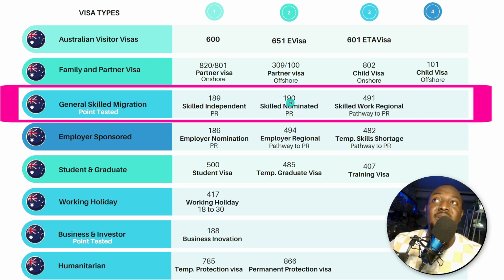Okay, so that's what the visa subclass 190 means. So the visa subclass 491, okay, has to do with the regional part of Australia.